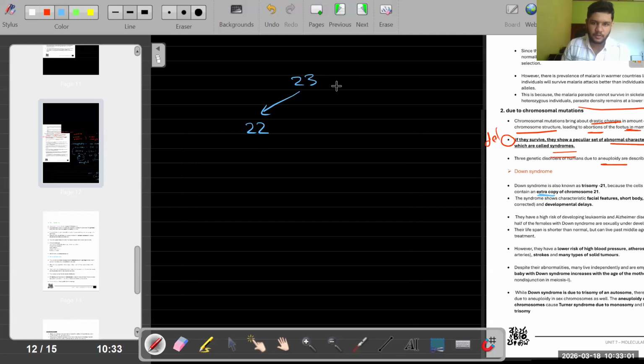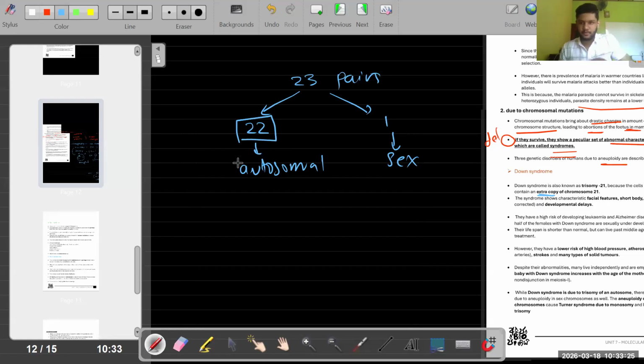22 pairs of chromosome. Autosomal, very good. They are autosomal chromosomes, right? That remaining one pair is said to be what chromosome? What type of chromosome? Sex chromosome. Very good. Okay. Now here, the first 22 pairs belong to autosomal chromosome.